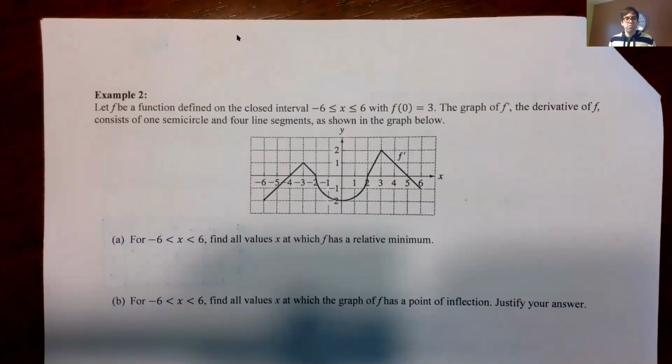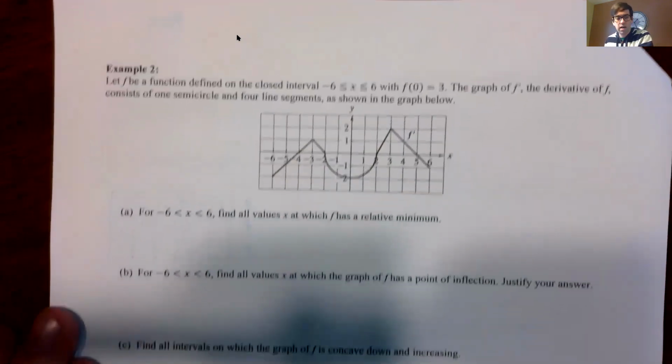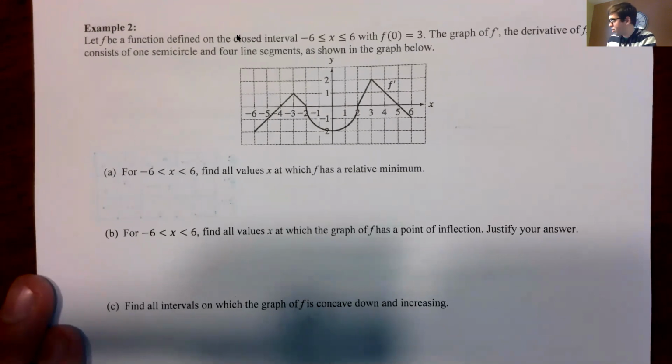Let f be a function defined on the closed interval from -6 to 6 with f of 0 equals 3. The graph of f prime, the derivative of f, consists of 1 semicircle and 4 line segments as shown in the graph. So this is pretty similar to example 1. We've got line segments and a semicircle, and this is the graph of f prime, and we were given an initial condition for f. So very similar. But let's see how we can approach these questions.